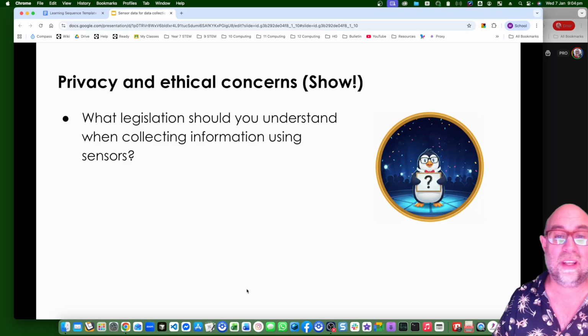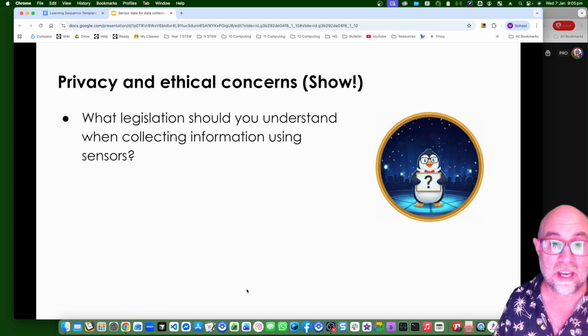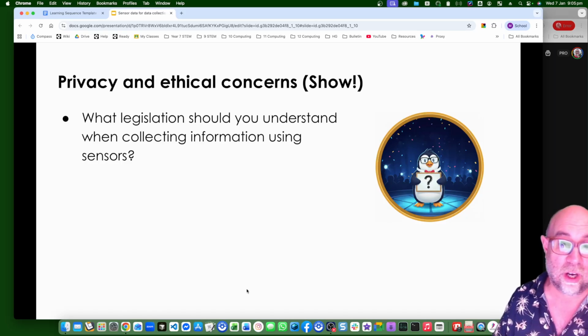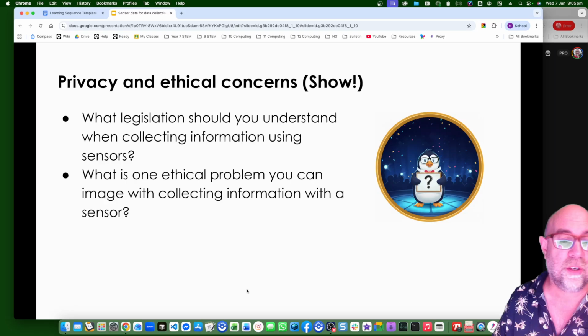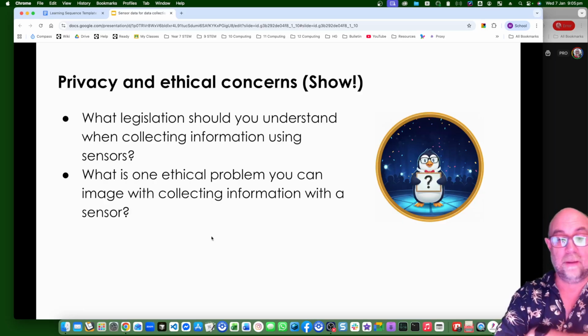So, what are privacy and ethical concerns? First up, what legislation should you understand when collecting information using sensors? If you're in class, I'd be hoping that you're referring to the Privacy Act of 1988, and in particular the APPs. There are probably specific APPs that relate to this. And what is one ethical problem you can imagine with collecting information with a sensor?